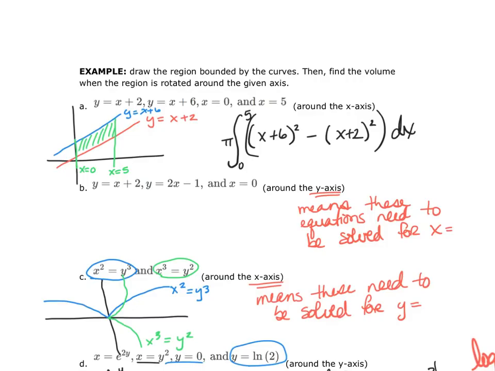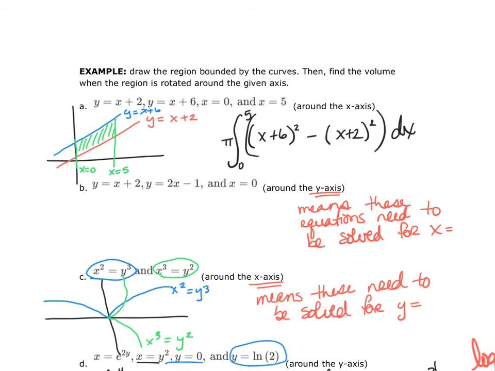Now you'll notice I added some comments on the notes here. So for B, when it says I need to go around the y-axis, then I need to solve for x equals. And if I'm going around the x-axis for this particular method, you need to solve for y equals. For the first one, it's pretty straightforward. I just have two lines. They are running parallel to each other. And then it's just a matter of knowing which one is above the other. And in this case, the x plus 6 is above the x plus 2. Because it has an intercept of 2 and the other one has an intercept of 6, but they have the same slope, the x plus 6 is above.